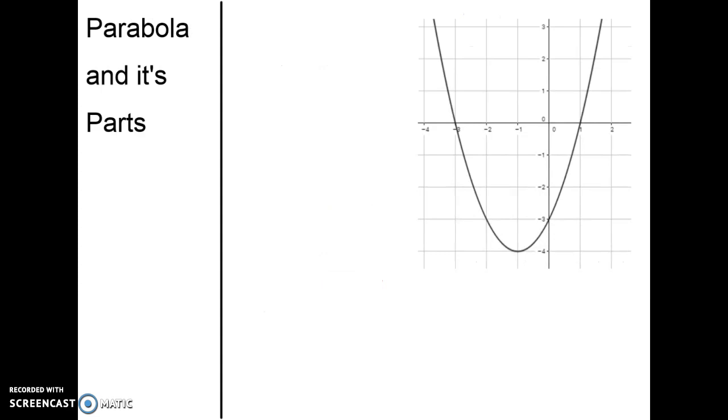So here is a parabola, and we're going to talk about the different parts of the parabola. The first thing we're going to talk about is what we call x-intercepts. The x-intercepts are right here. In this case, it's -3 and 1. They're not always going to be those numbers.